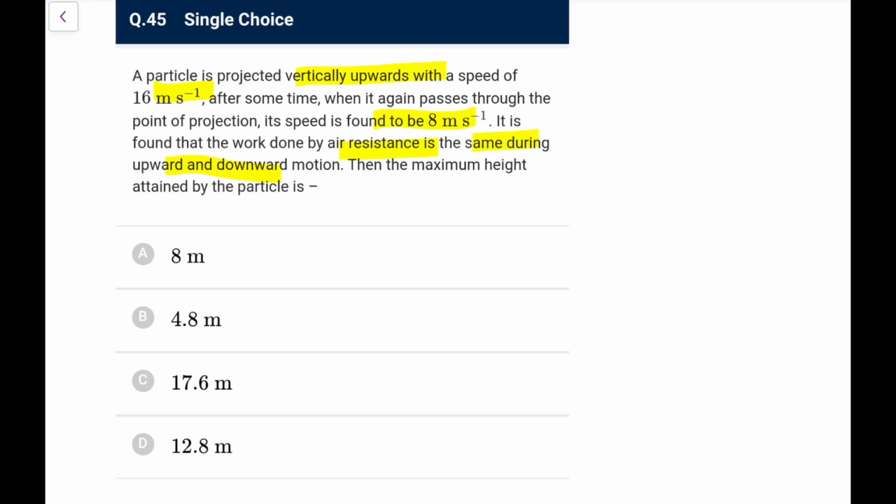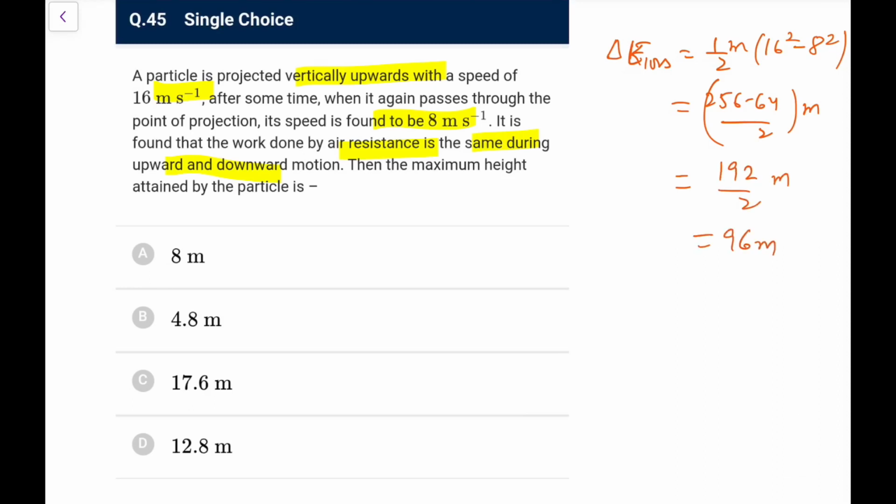So what is the total loss? The total loss, delta K loss or delta E loss, you can directly say would be half m times 16 square minus 8 square, that would be equal to 256 minus 64 by 2 times m. This loss is coming out as 192 by 2 m, that is 96 m. That means the loss in the first part would be 48 m and the second part would also be 48 m.